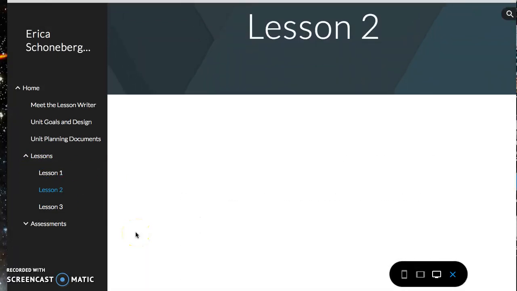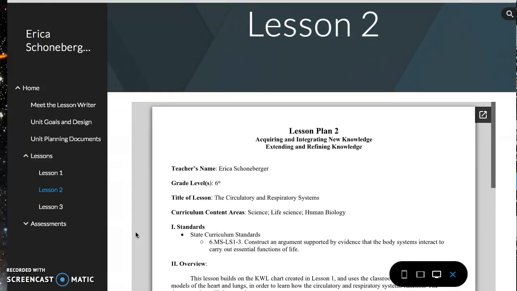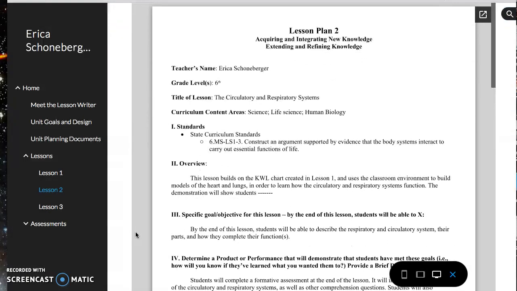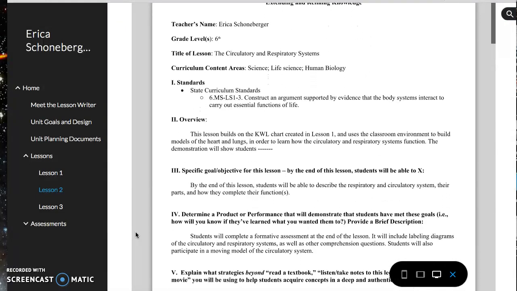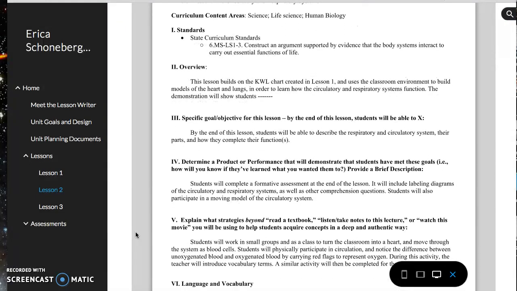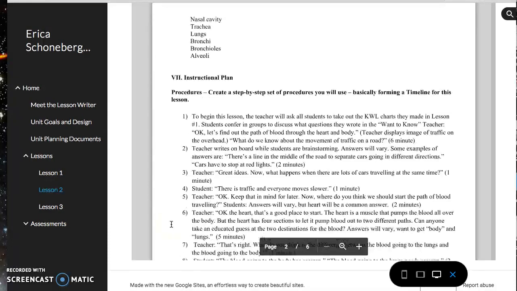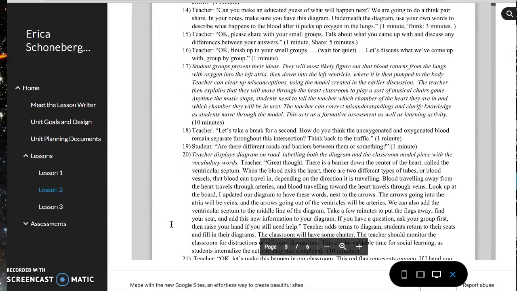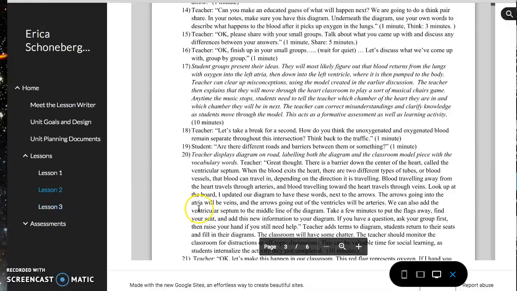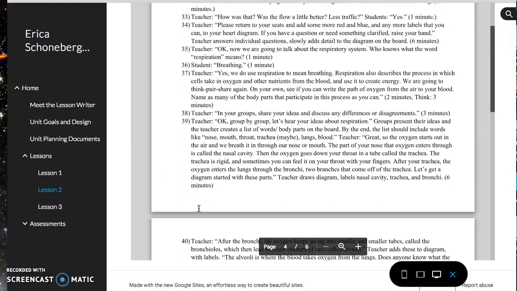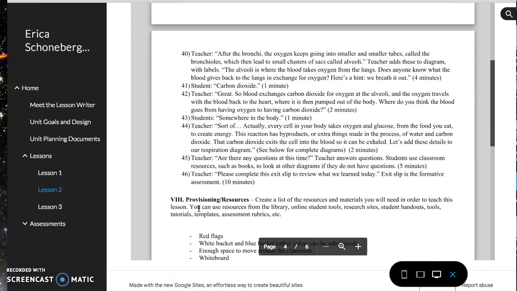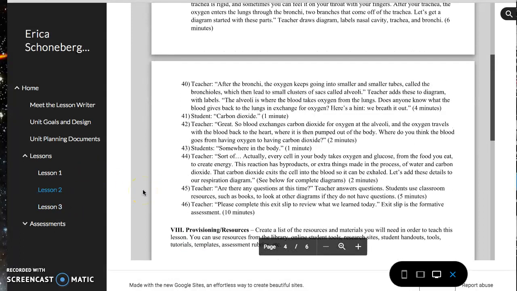Lesson 2 takes the know, want to know, learn chart that was created in lesson 1 and acquires more new knowledge about the respiratory and circulatory system by building a model of the heart and lungs in the classroom. This model uses the desks to actually have students walking through the path that a blood cell would make through the heart and lungs.